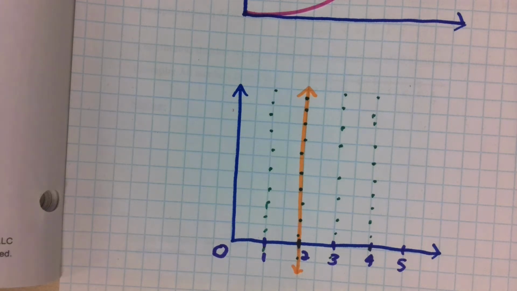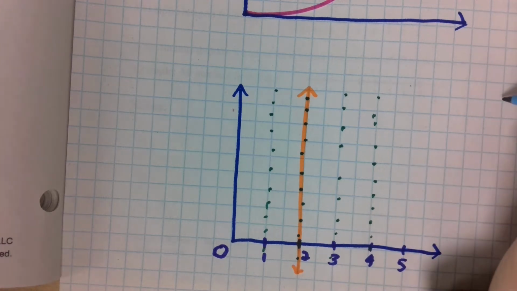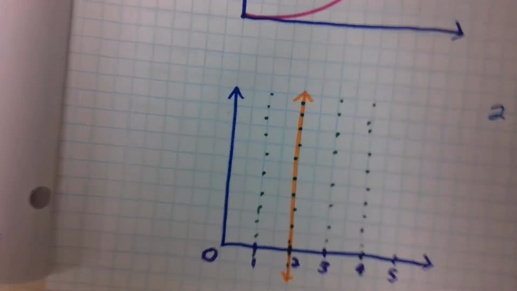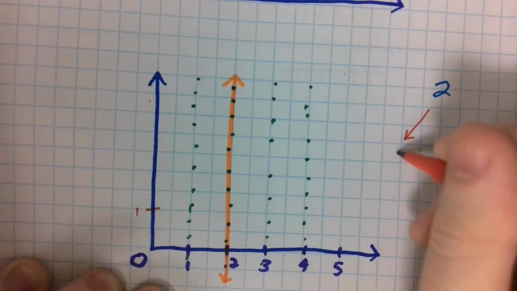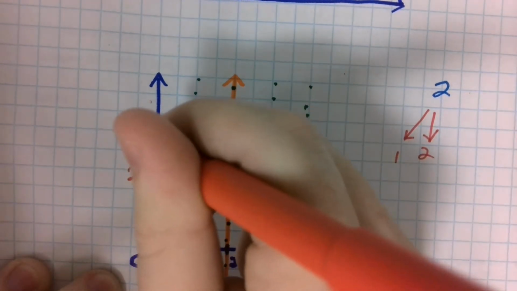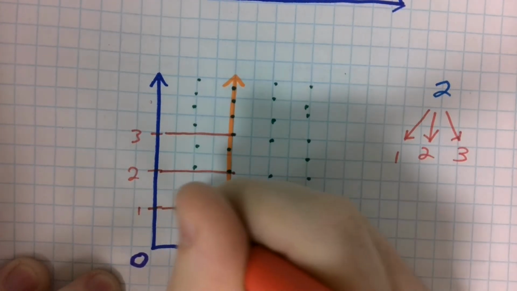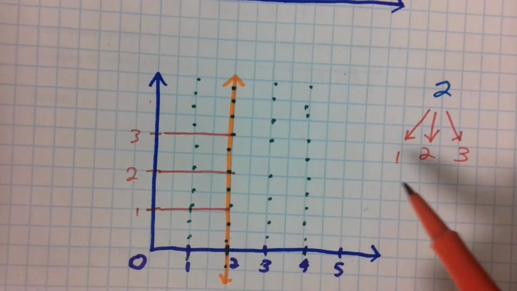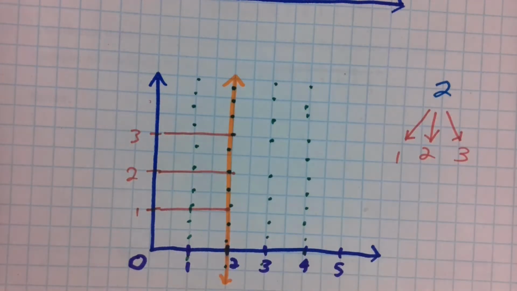You can also think about it like this. Our inputs are down here, right? So our input for this line would be 2. But what are its outputs? Well, 2 goes to 1, for instance. But it also goes to 2 and to 3. In each of these places, 2 has an output. So not only does 2 not go to just one output, it goes to an infinite number of outputs. So it's super not a function.